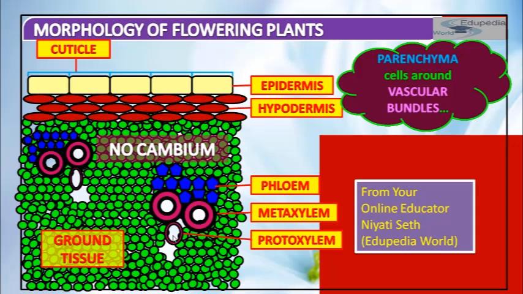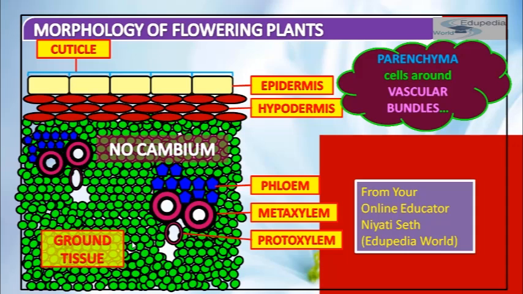Hence the arrangement is described as centrifugal. That means the younger vascular bundle is towards the periphery and the older one is towards the center. So this kind of arrangement is known as centrifugal. Each vascular bundle has a covering called bundle sheath, which is formed by a single layer of sclerenchyma cells, students.